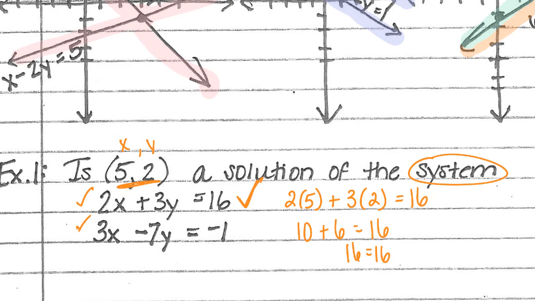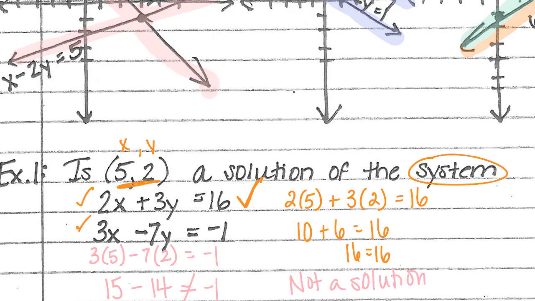Let's check the next one. 3 times 5 minus 7 times 2, does that equal -1? 15 minus 14 does not equal -1. So this is not a solution for this whole system, because remember that it has to work for both, and it only worked for one.